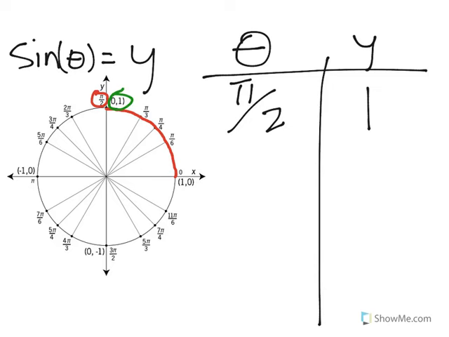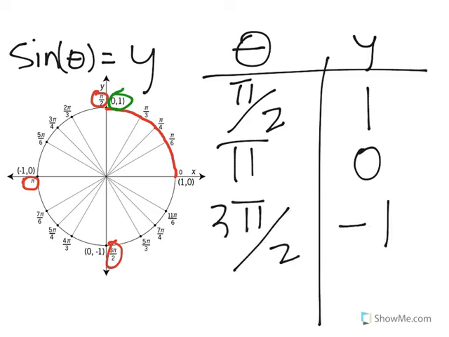As we keep going around to, say, pi right here, the value is 0. And as we keep going to 3 pi halves right here, the y value is going to be -1. And as we finish off at 2 pi, this point here can be represented by both 0 and 2 pi because it's repeating itself. The value is again 0.